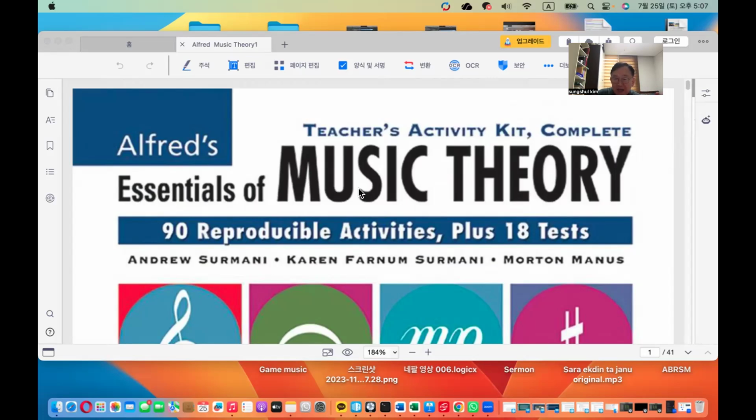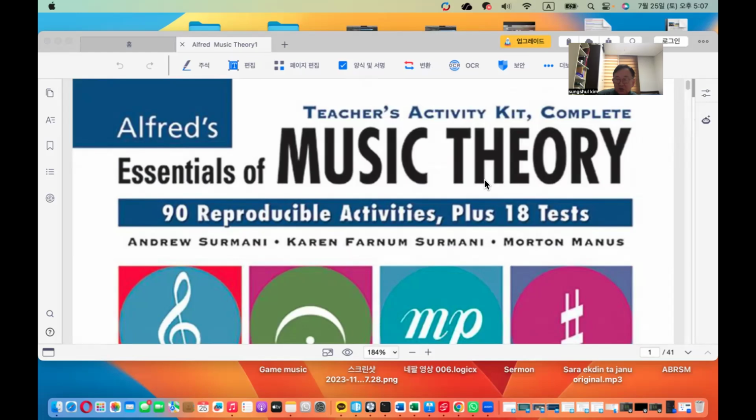There are so many music theory books in this world. I choose this Alfred's Music Theory. This is the best one, with which you can get good music theory skills.